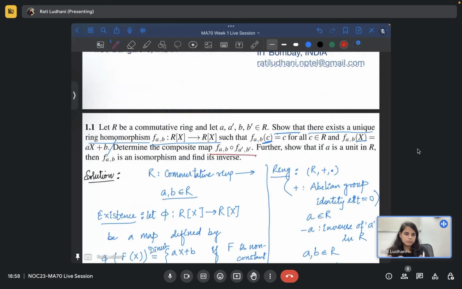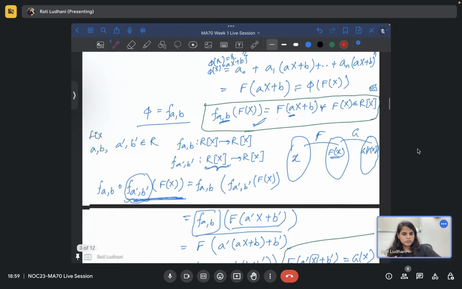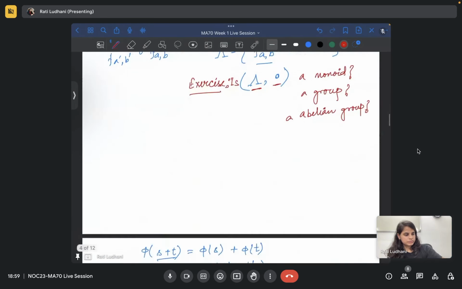So you have this closure property. Now further show that if a is a unit in R, then f_{a,b} is an isomorphism, and find its inverse. So first show that if a is a unit in R, then f_{a,b} is an isomorphism. For an isomorphism, what should you know? Kernel should be 0. Yeah, exactly, kernel should be 0.